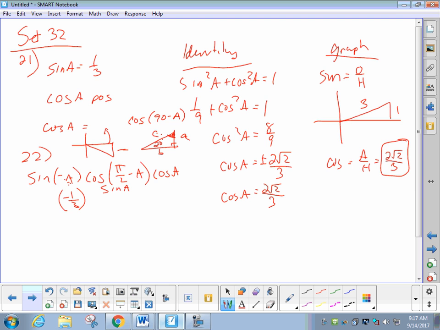And sine of A we know is 1/3. The cosine of A we found in the previous problem was 2 root 2 over 3. So negative 2 root 2 over 27 is right. Cool? That was a good one.